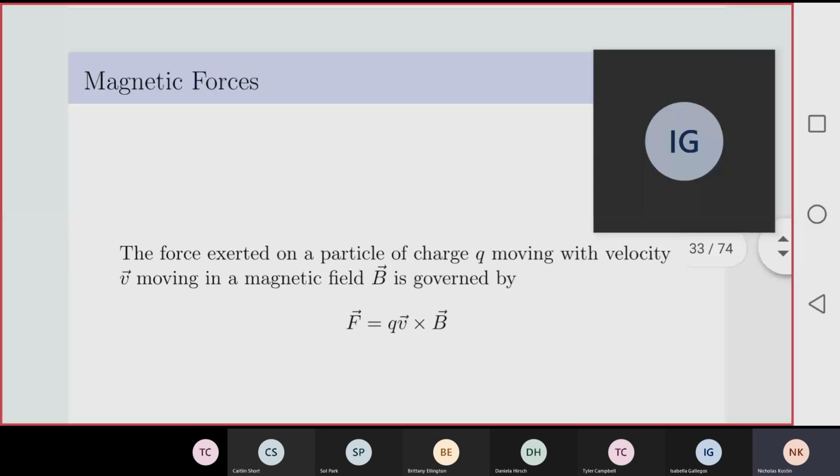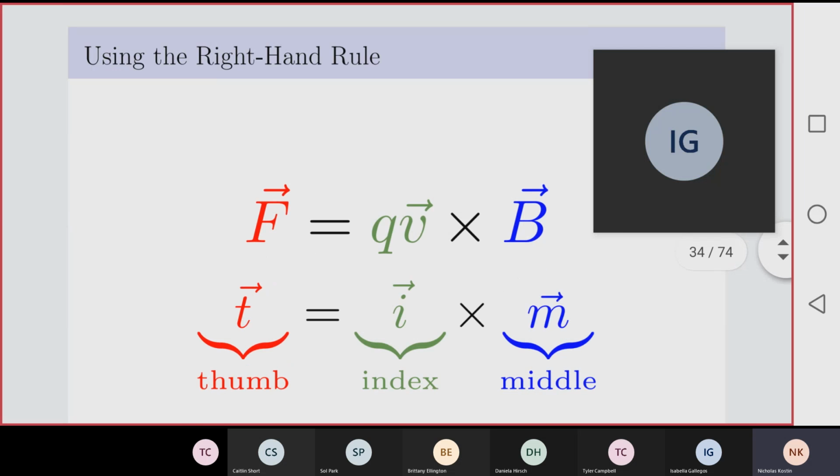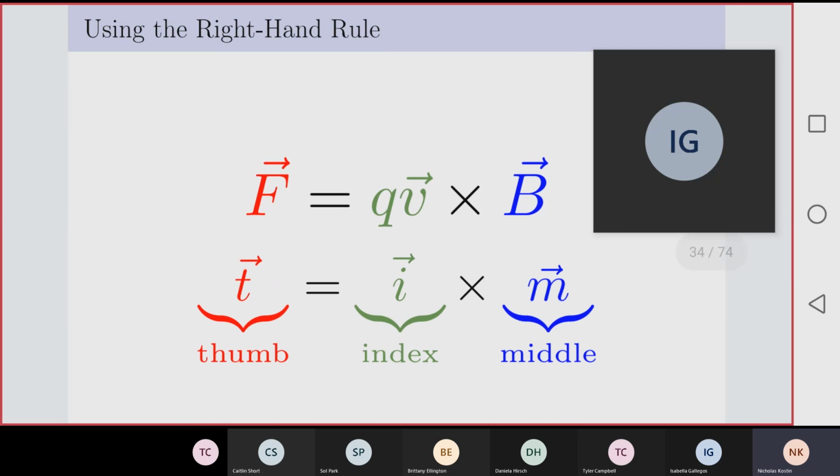Okay. Now moving on to topic 3C, which is magnetic forces. Magnetic forces tell us that the force that is exerted on a particle of charge q moving with velocity v in a magnetic field is qv cross B. So this is where the right-hand rule came into play very strongly. Our governing equation with all magnetic force problems is F equals qv cross B.